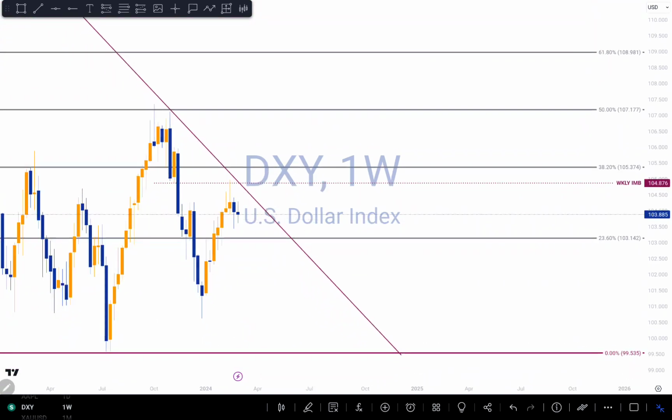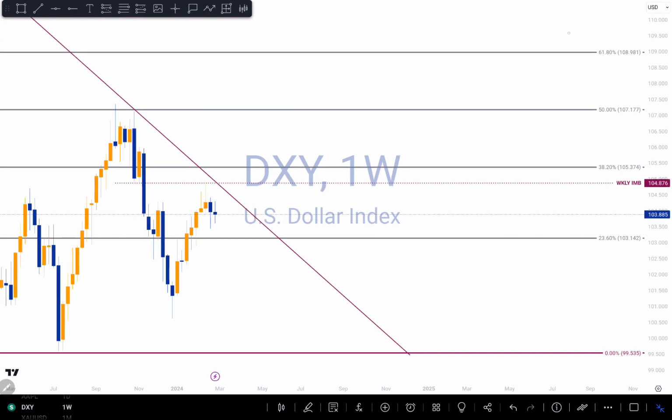So like we've seen in my previous analysis, that's a place to be mindful of. So instead of pushing to this upside, we might just start rejecting around this area. But we can see that the candlestick right here hasn't given us any momentum for a bear move.